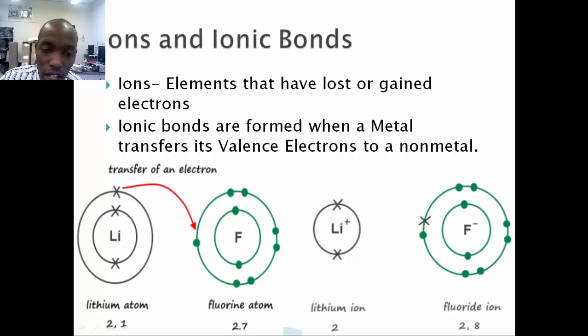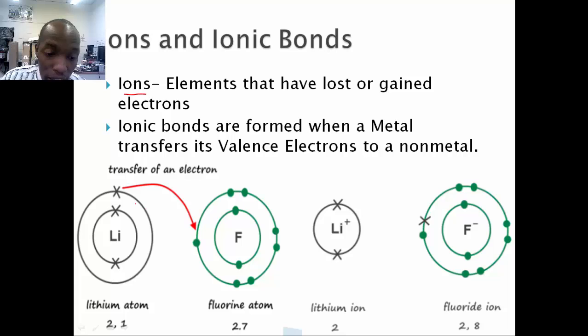Alright, ions and ionic bonds. Ions are elements that have lost or gained electrons. If an element has lost or gained an electron, it's known as an ion. Ionic bonds are formed when a metal transfers its valence electrons to a nonmetal. For example, lithium is in group 1, so it has one valence electron.